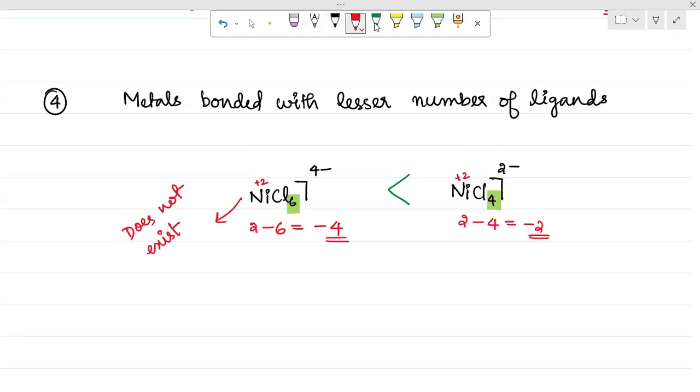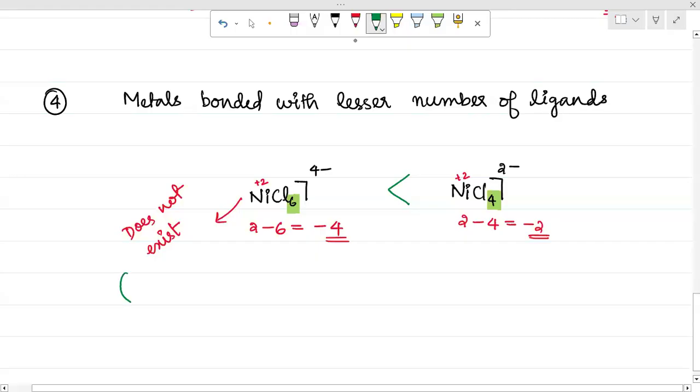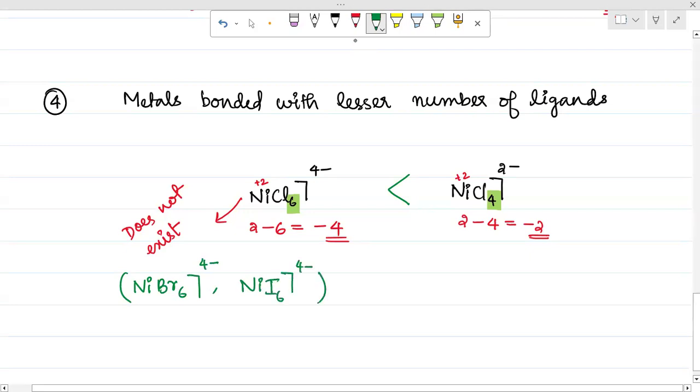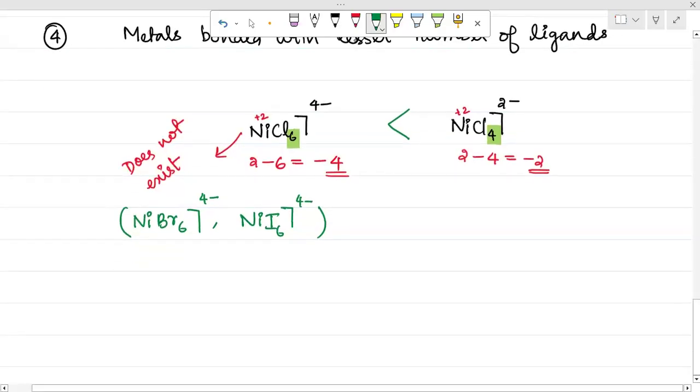Similarly, there are other species like NiBr6, the next one, bromine. They do not exist. NiI6 4 minus also does not exist. Why? Because it leads to a lot of accumulation of charge on the nickel. So that does not exist. I hope you get that point.